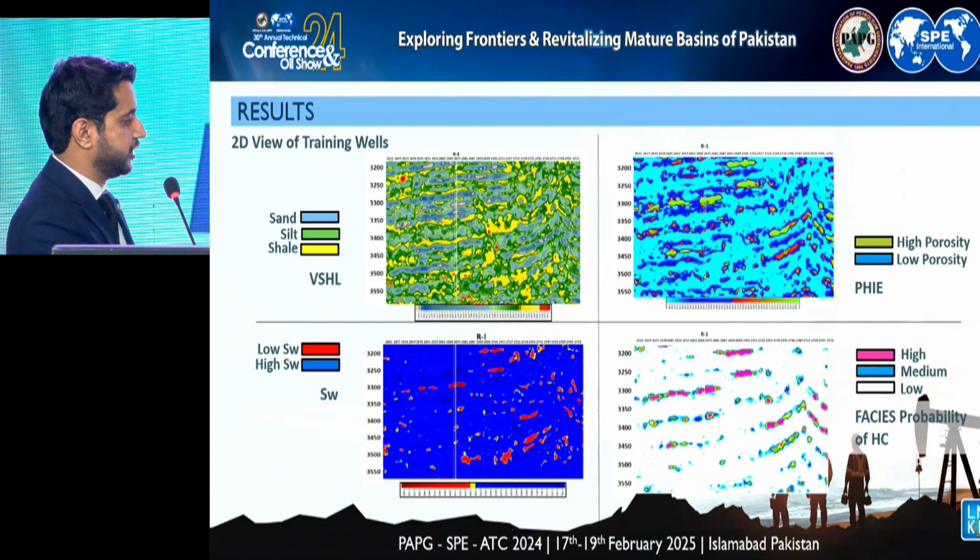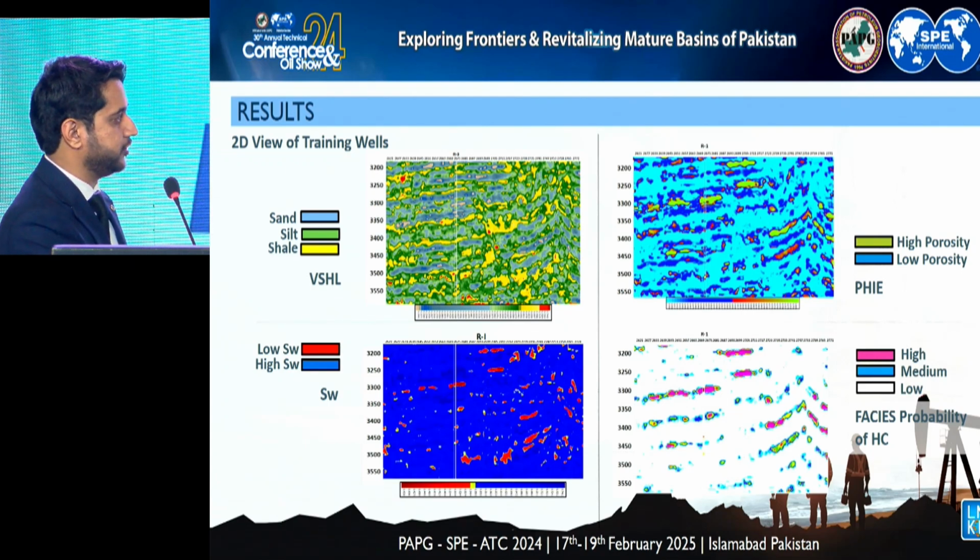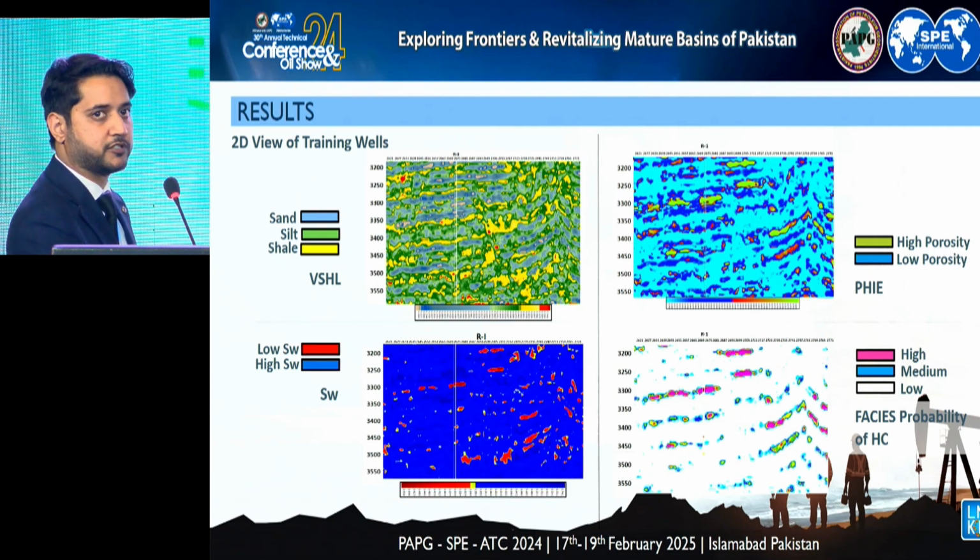As you can see, saturation is also present only in those facies that are sandier, and the facies too, because they have been developed from the volume of clay, effective porosity, and SW, will automatically follow this trend.